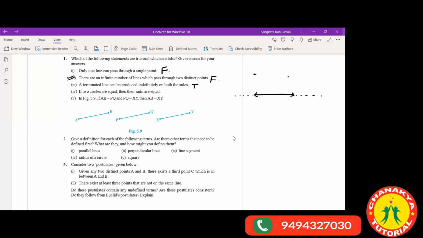If two circles are equal, then their radii are equal. Okay, that's all.